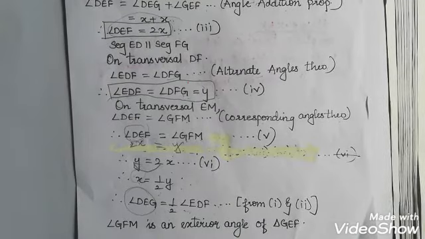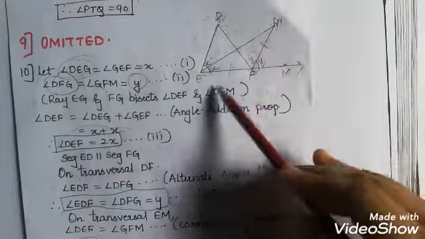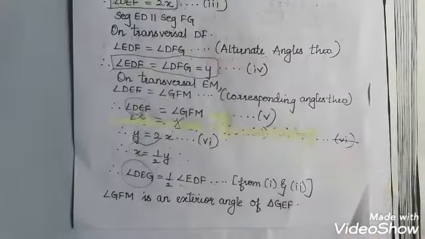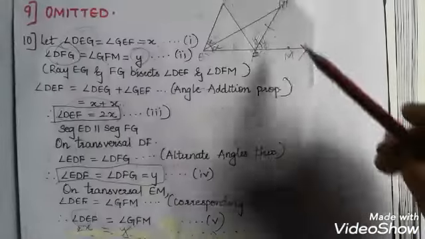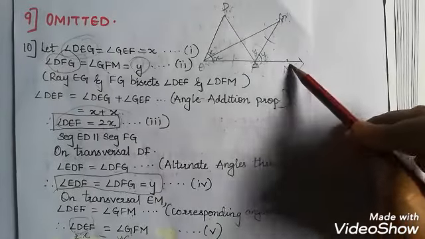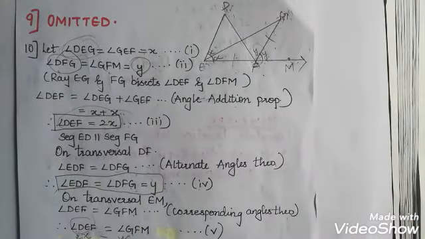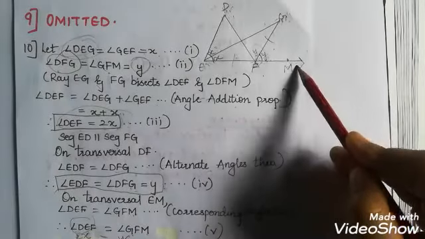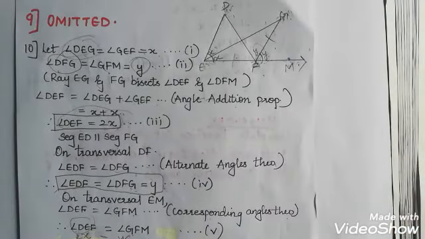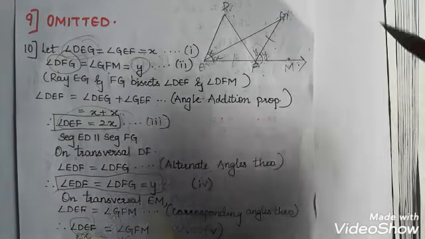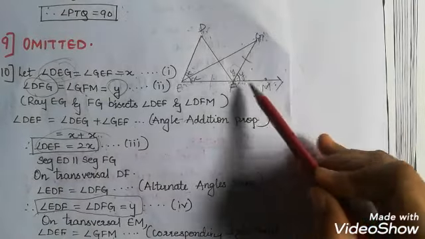Now I have to prove the second statement. The second statement is I have to prove EF and FG are equal. So what can I do now? If you see the figure, angle GFM is the exterior angle of the triangle. So I'm going to use the property of remote interior angles, that is GFM.